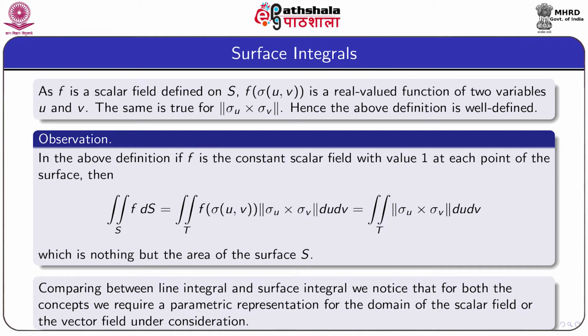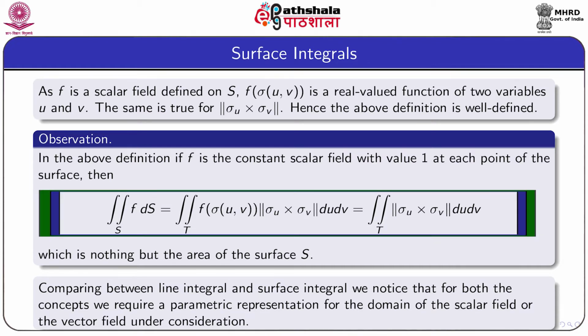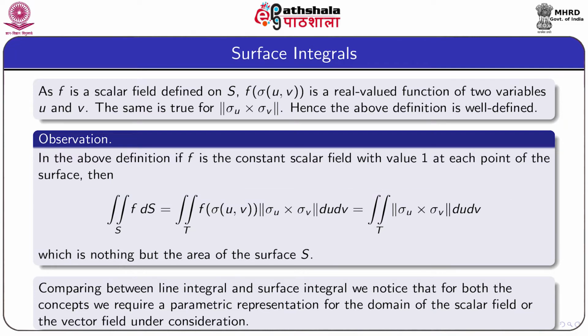Now, some observations. In the above definition, if we consider F to be the constant scalar field with value 1 at each point of the surface, then we have surface integral of F over S equals double integral over T of F of sigma(u,v) norm of sigma u cross sigma v du dv, and it equals double integral over T of norm of sigma u cross sigma v du dv. And we know it is nothing but the area of the surface S.